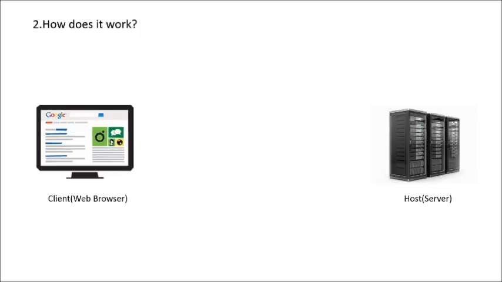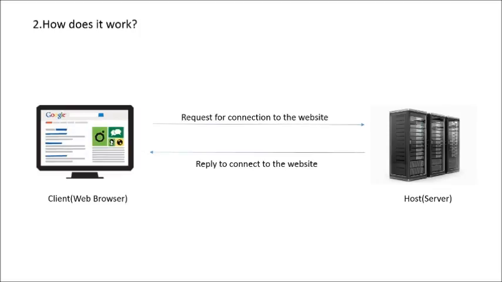And how does it work? It's simple. The client, the web browser, sends a request signal to connect to the website. It requests a connection to the website from the server, and then the server replies, okay, I'll connect you to that specific, dedicated website. So it replies to the client to connect to the website. And that's all for how HTML and the web server work.